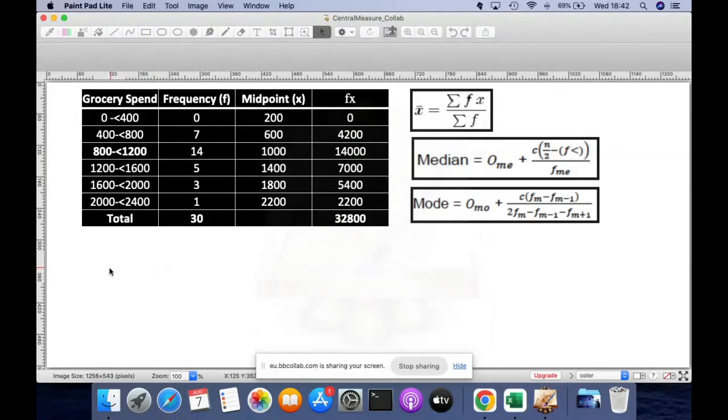And what do I mean by that? I mean, you're not given the raw data. Let's look at an example here to kind of explain what I'm trying to say.